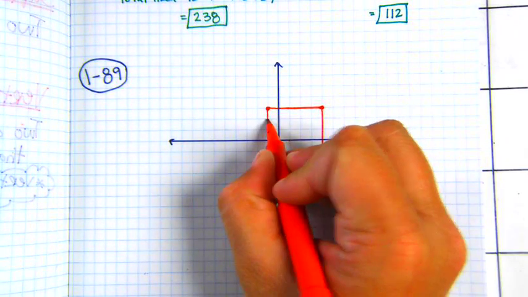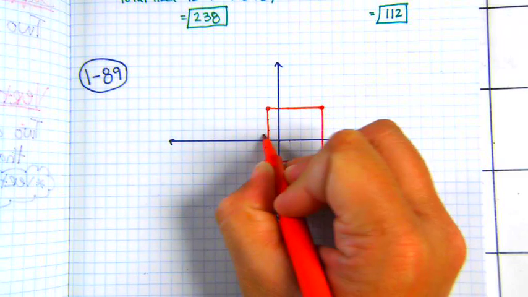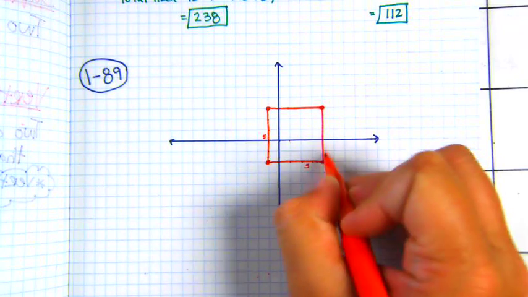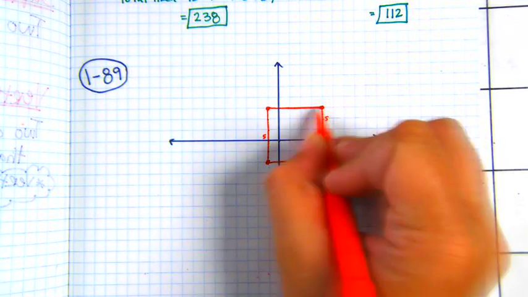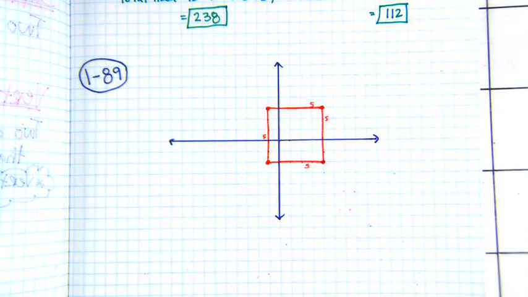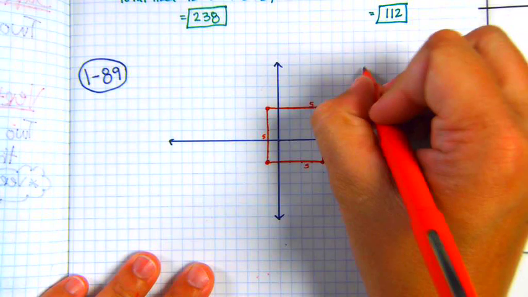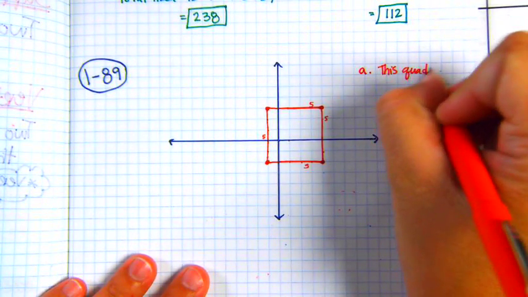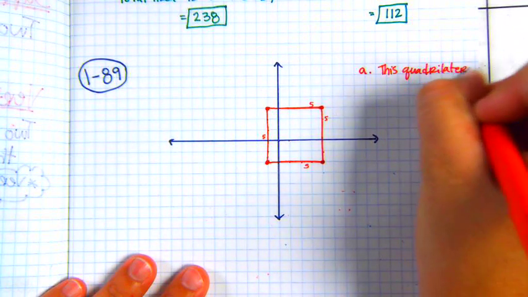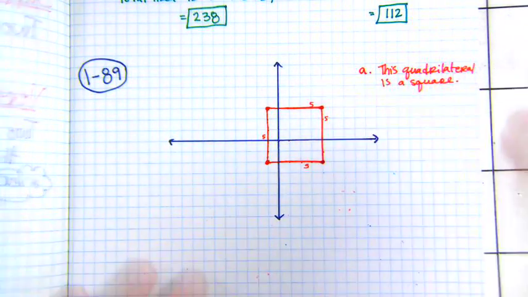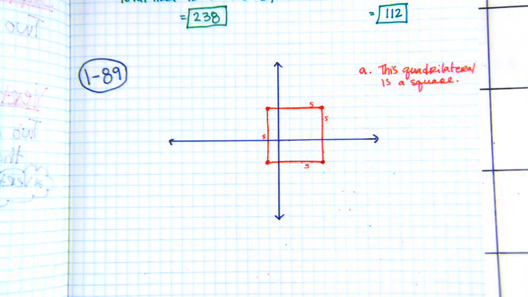So this side is 1, 2, 3, 4, 5. This side is 5, this side is 5, and this side is 5. Since they're all the same, you can now say that it is a square. So letter A, I'm going to say this quadrilateral is a square. And I proved it because all sides are the same. If I did not show that all sides are the same, I cannot say that it is a square.